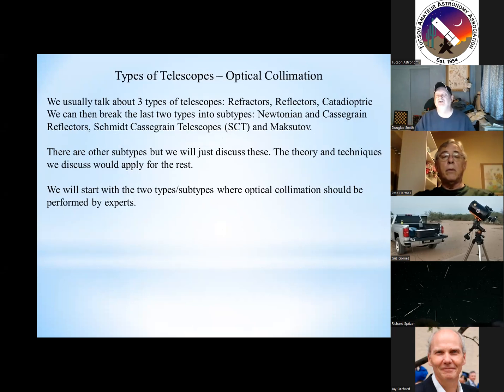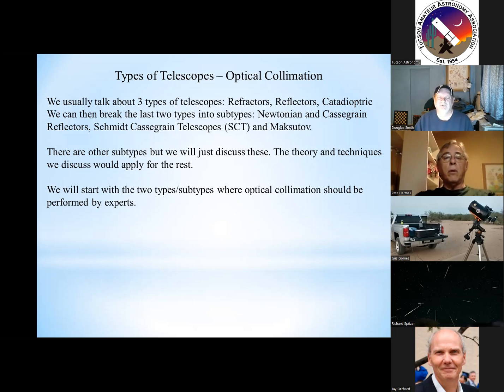So some basic stuff here. We talk about 3 types of telescopes. There's refractors, reflectors, and catadioptrics. And then there's subtypes. There's 2 types of reflectors that we usually talk about, Newtonian and Cassegrain. There's also a third one, Gregorian, but Gregorian is basically almost the same as a Cassegrain. And then in terms of the catadioptrics, there's the Schmidt-Cassegrains and the Maksutovs. There might be others, but those are the main ones.